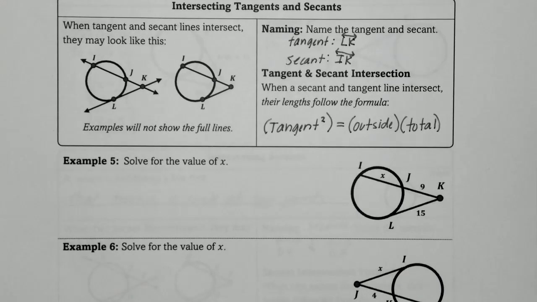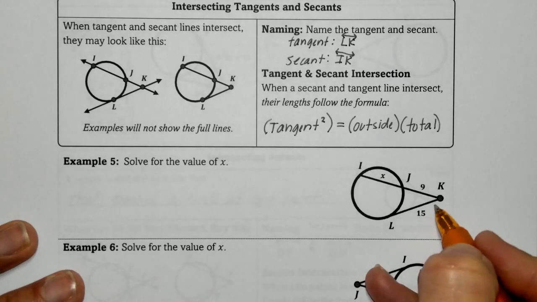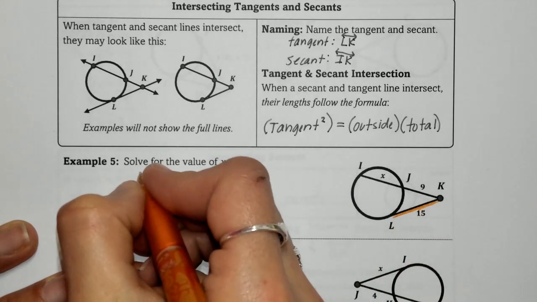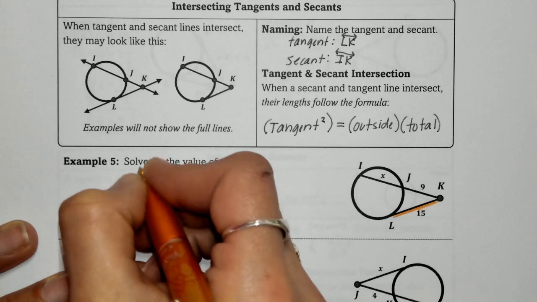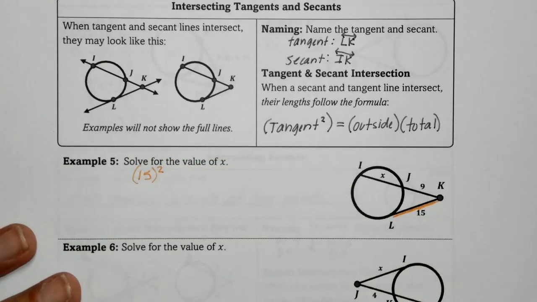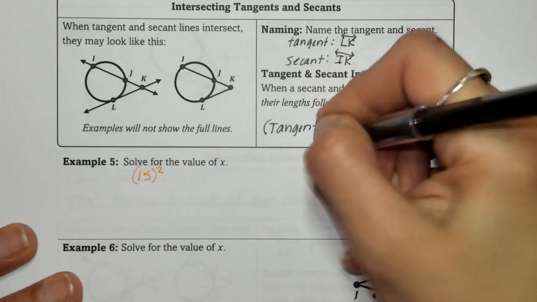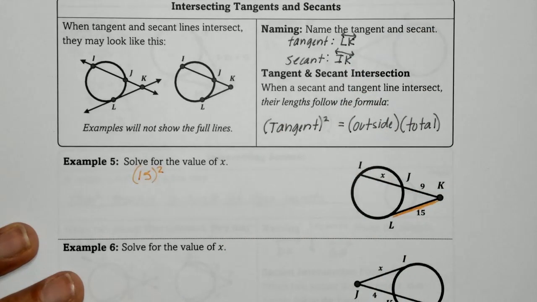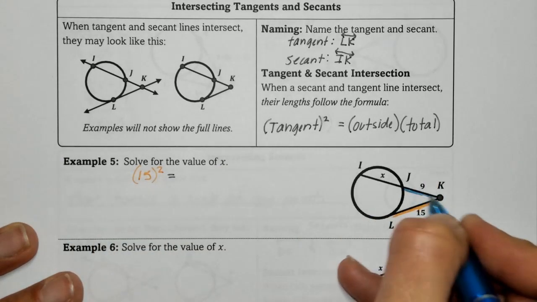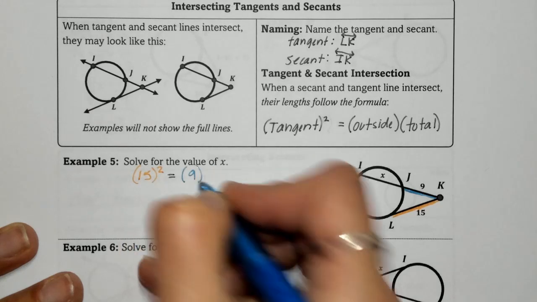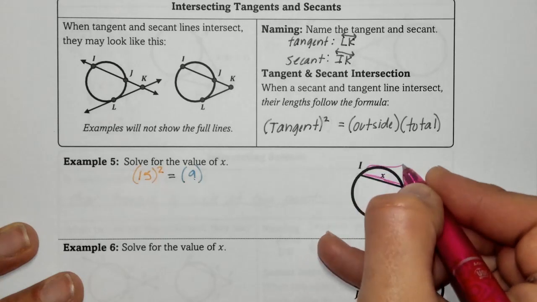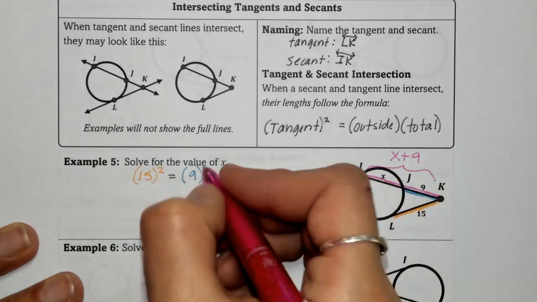So this first one we solved for x, our tangent. We need to see our tangent is the one that does not go inside the circle. So we have our tangent squared, so we have 15 squared. I guess up here, let's fix this formula, just in case there's variables with it squared on the outside. So 15 squared equals outside 9 times the total. All of it, add them together, x plus 9.